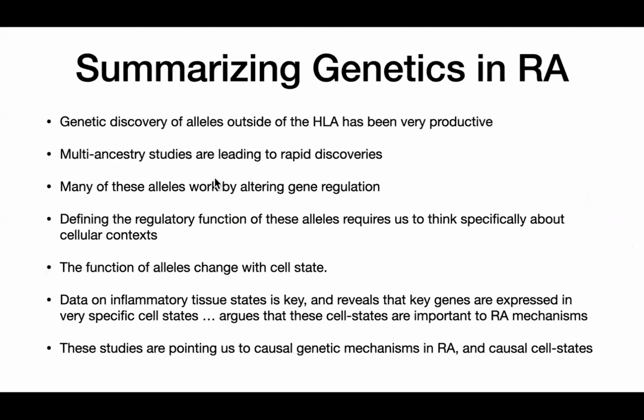So summarizing the genetics, the genetic discovery of alleles outside of HLA has been very productive. Multi-ancestry studies are leading to rapid discoveries. Many of these alleles work by altering gene regulation. Defining the regulatory function of these alleles requires us to think specifically about cellular context and the function of alleles that change with cell state. The data on inflammatory tissue is key and reveals that key genes are expressed in very specific cell states. It argues that these cell states are important to RA mechanisms. And these studies are pointing us to causal genetic mechanisms in RA, causal cell states.